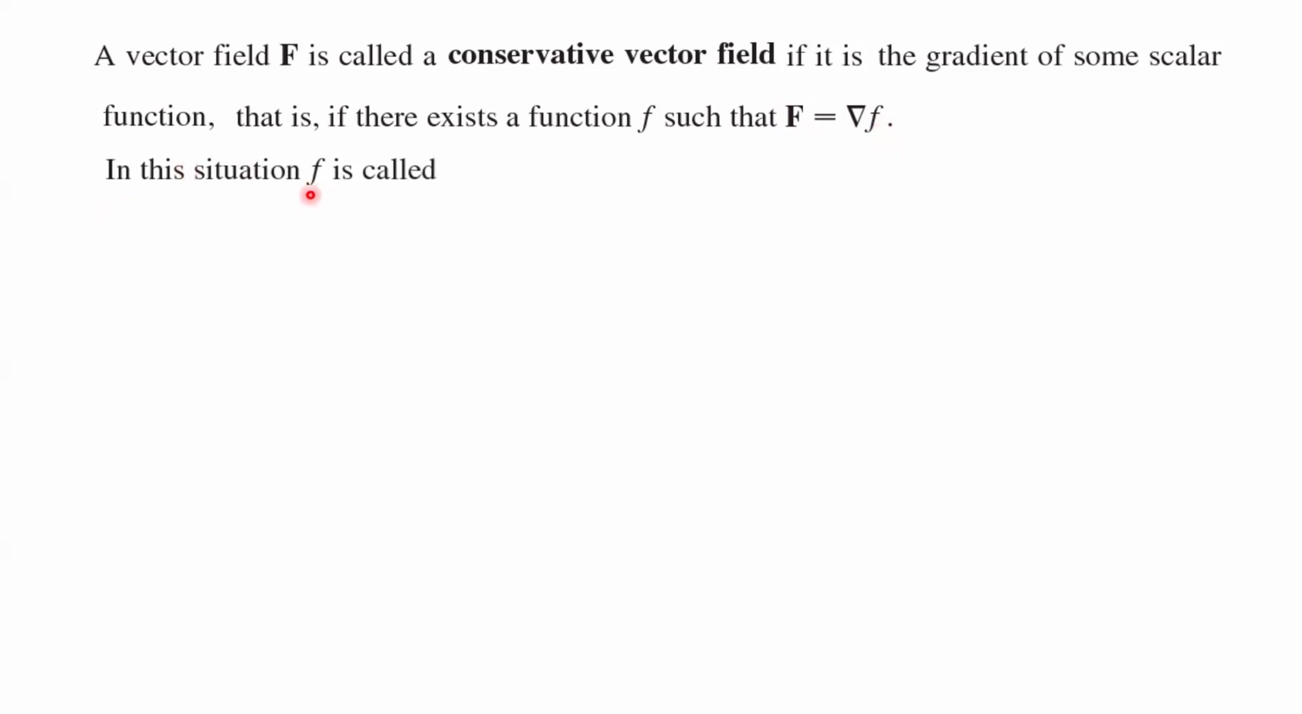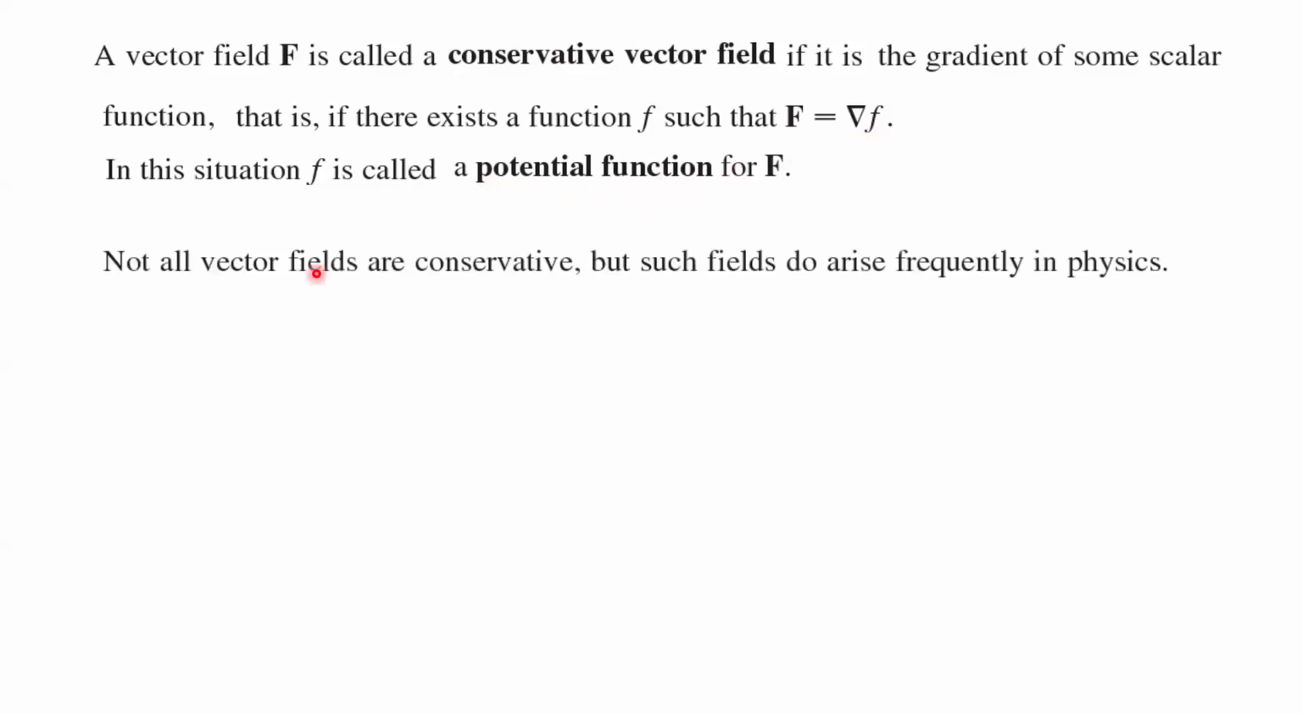In this situation, f is called a potential function for vector field F. So this scalar function has another name, potential function. Please note that not all vector fields are conservative vector fields. And you see these types of vector fields in physics and engineering.